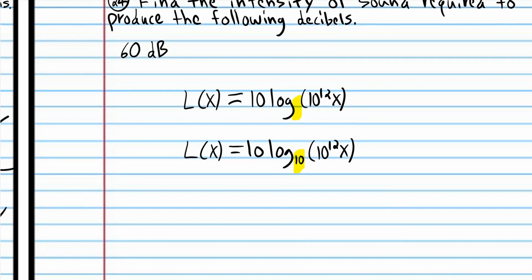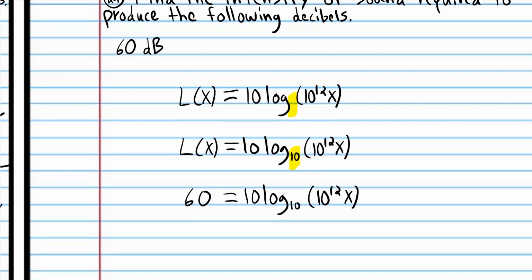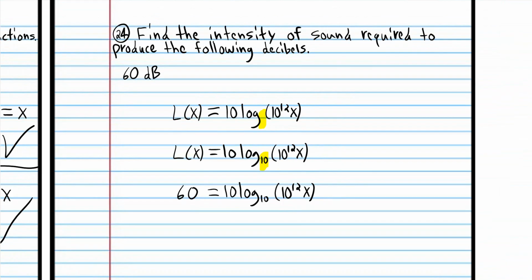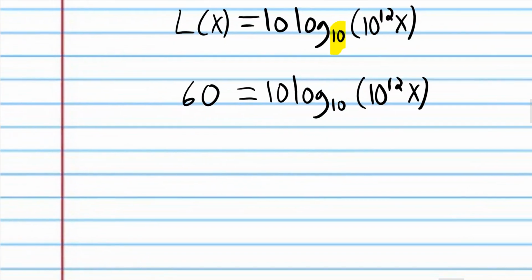Now we're told that the decibel level is 60. We have 60 decibels. So I'm going to enter 60 for the loudness, and what this problem is asking us to do is to simply solve for x. So what we have here is a very basic logarithmic equation. We need to isolate the logarithm. We need to get the green part by itself, and it's not by itself because the purple 10 is next to it. So we have to divide both sides by 10.